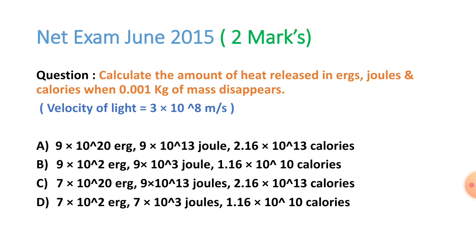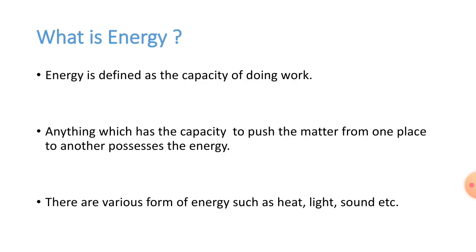So we know if anything burns, it produces some types of energy, like heat energy and light energy as well. Here we have been given additional information, which is the velocity of light, which is always constant, and it is 3 into 10 raised to the power 8 meter per second. We have four options here. First we will solve this question and then we take the correct answer. All right, so let's move to the next slide.